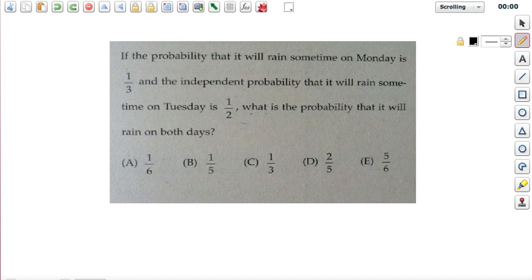Pause your video and try this. I hope you got A for this one, 1/6. The probabilities are independent. If the probability that it will rain sometime on Monday is 1/3, and the independent probability that it will rain sometime on Tuesday is a half, you simply multiply the two probabilities. 1/3 times a half is 1/6.